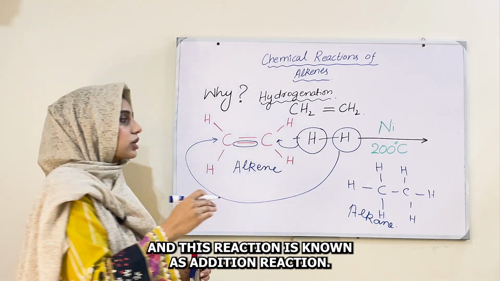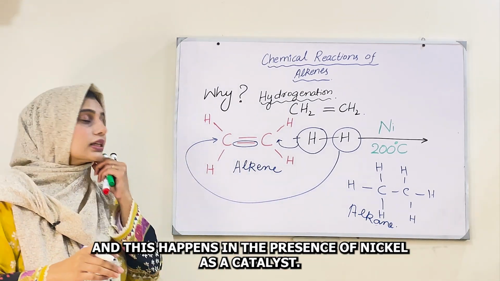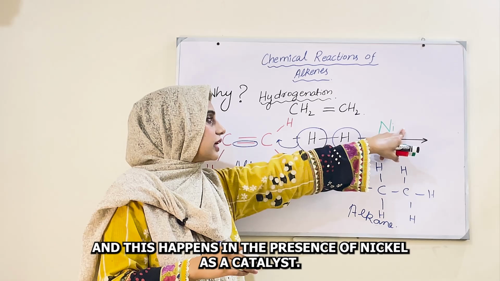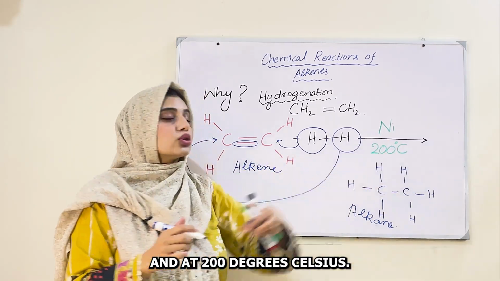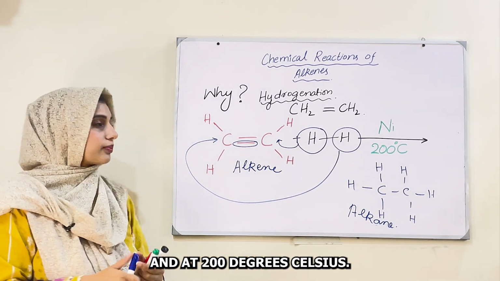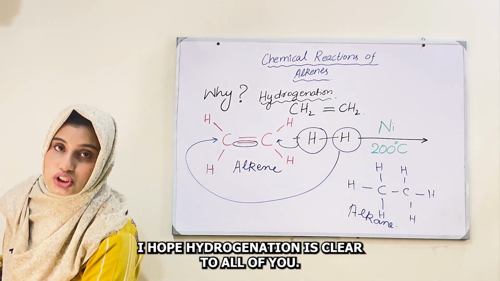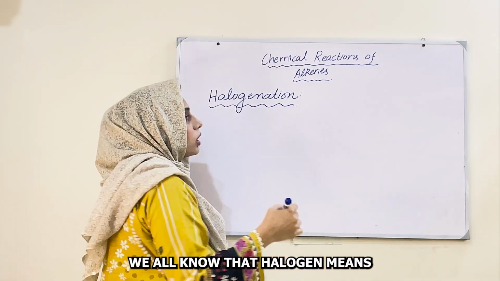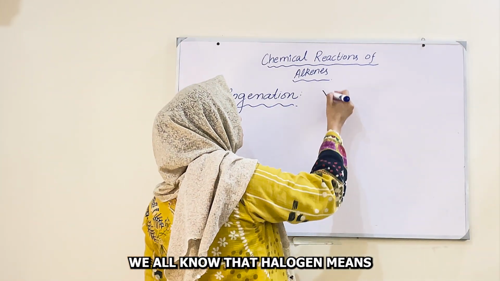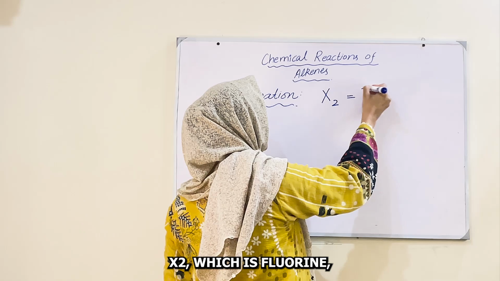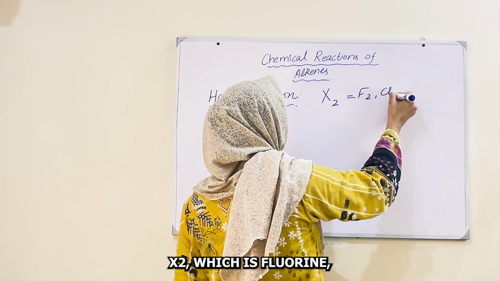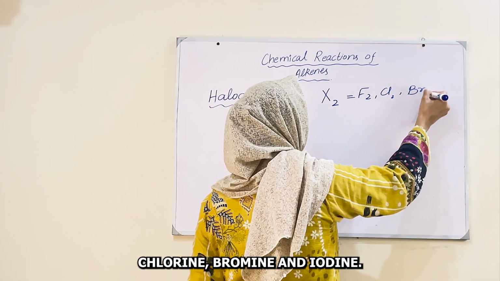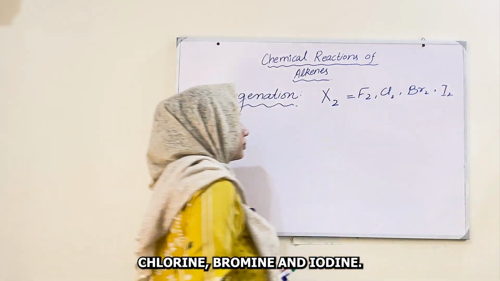And this reaction is known as addition reaction, and this happens in the presence of nickel as a catalyst and at 200 degrees Celsius. I hope hydrogenation is clear to all of you. Let's move to halogenation. We all know that halogen means X2, which is fluorine, chlorine, bromine and iodine.